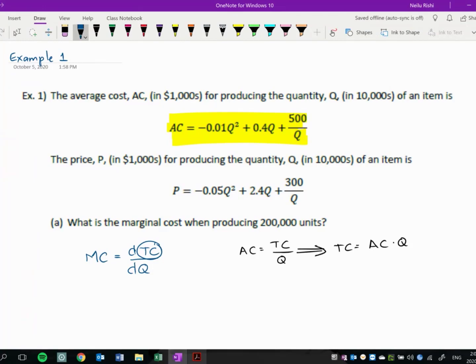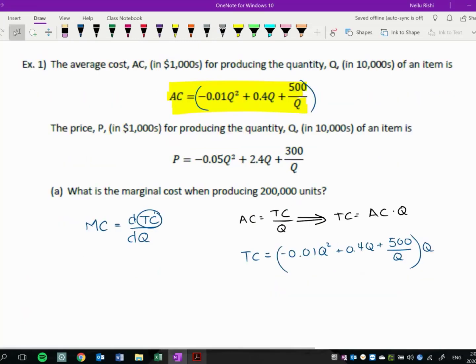Total cost is going to be equal to this equation I have up here, negative 0.01 q squared plus 0.4 q plus 500 divided by q, all times q. So this is going to be negative 0.01 q cubed plus 0.4 q squared plus 500, because 500 divided by q times q is just 500. So now I have total cost.